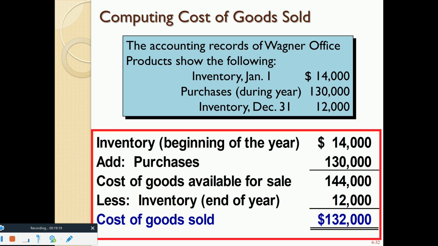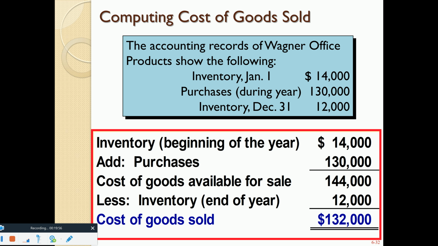So the beginning inventory, which represents what we started the year with, plus the additional purchases during the year, $130,000, that is called cost of goods available for sale. Think about it. What we started with is the beginning inventory, plus what we added, the purchases. That's the total amount we possibly have to sell. Hopefully that makes logical sense to everybody. What you start with plus what you added is the maximum amount, the ceiling of what we could possibly sell. That's $144,000.